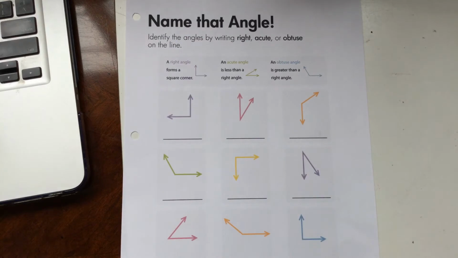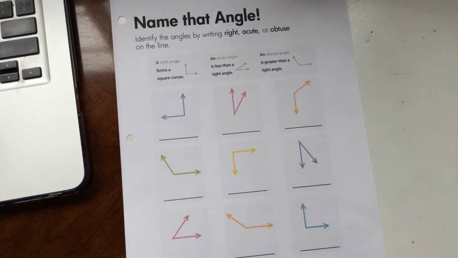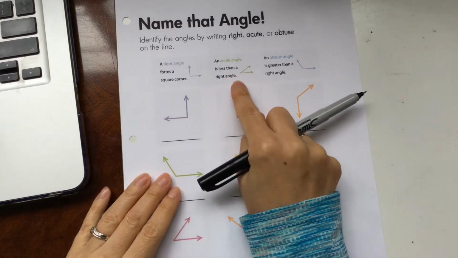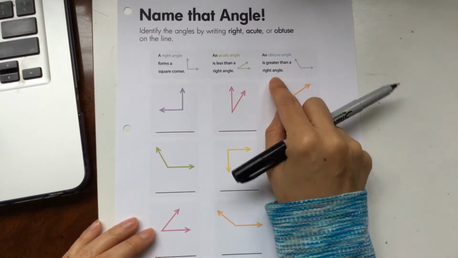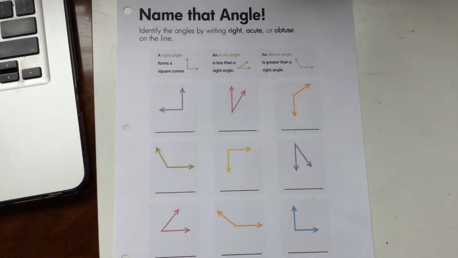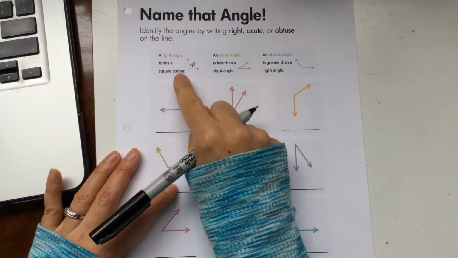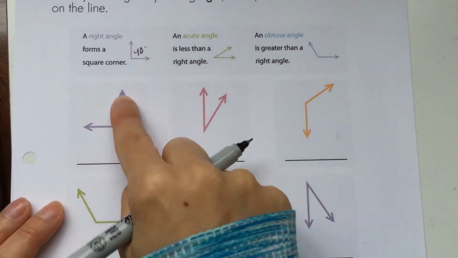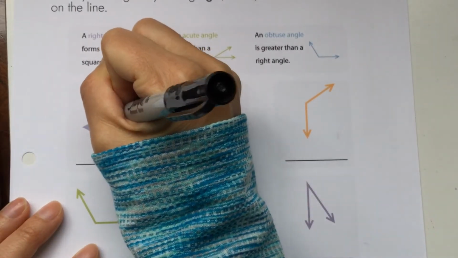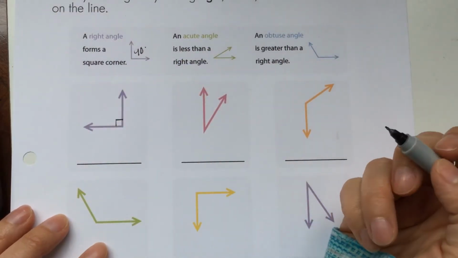All right, name that angle. So a right angle forms a square. An acute angle is less than a right angle, less than 90 degrees. An obtuse angle is greater than a right angle, greater than 90 degrees. I'm even going to put that right here, 90 degrees. Okay, so if we have this guy here, if we could make a perfect little box, which we can, in the angle, what is that one called?